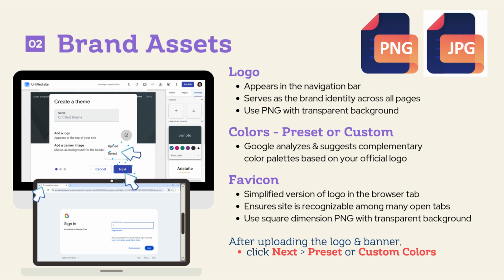If you aren't familiar with the term favicon, look at the very top of your browser tab for that tiny icon that sits inside the browser tab next to the page title. It ensures your site is instantly recognizable when a user has 20 different tabs open at once. Just like the logo, you want to use a square dimension PNG with a transparent background so it looks crisp and professional. After uploading the logo and banner, click Next to choose either preset or custom colors to lock in your site's identity.